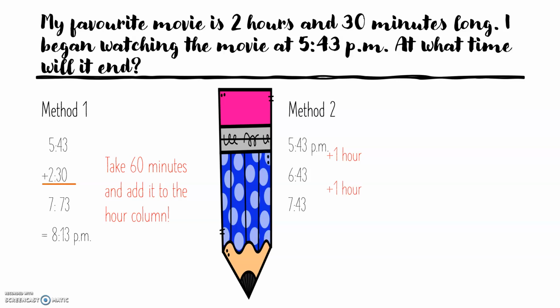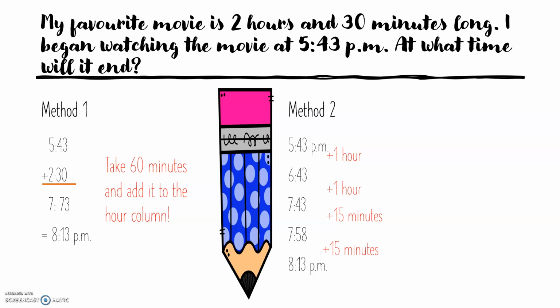Now I need to account for those last 30 minutes. And I'm going to do it 15 minutes at a time. So 7:43 plus 15 minutes brings me to 7:58. And I'm going to do the same thing for another 15 minutes. So 7:58 plus 15 minutes brings me to 8:13 p.m.